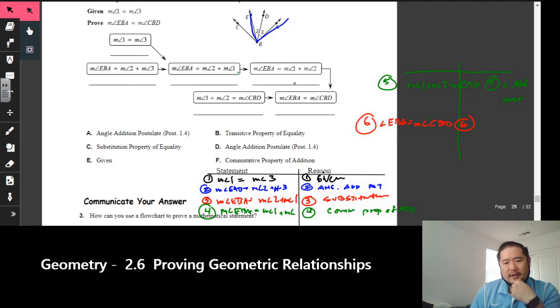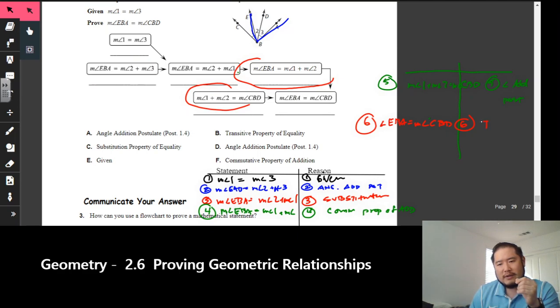If I take a closer look at these two statements that I'll circle right there, EBA and measure of angle 1 plus 2 is equal to CBD, they both have the measure of angle 1 and 2 in their statement. When both statements have the same thing, and then they combine what was left, which was angle EBA and angle CBD, the final reason is the transitive property. And there you go for number 6.